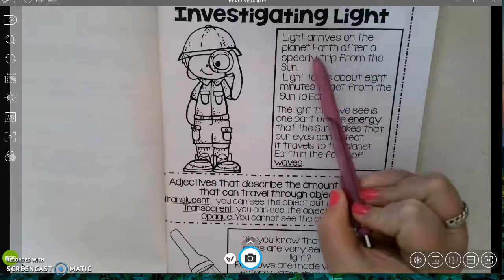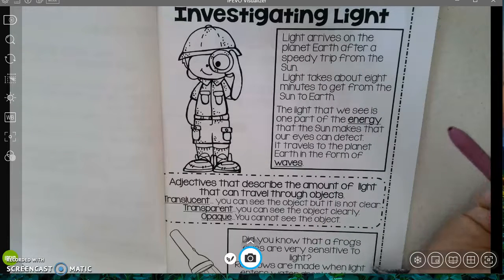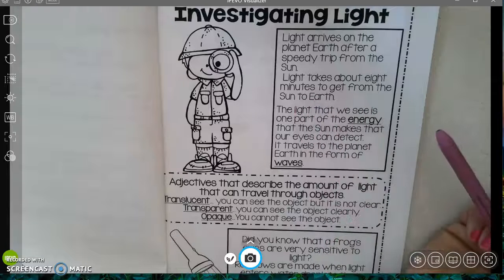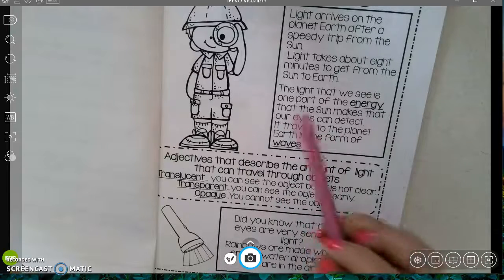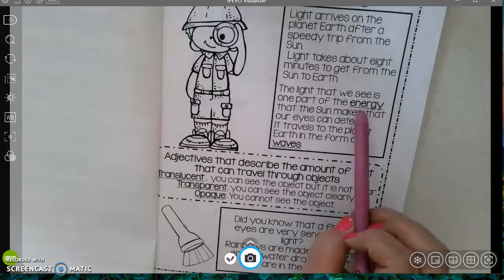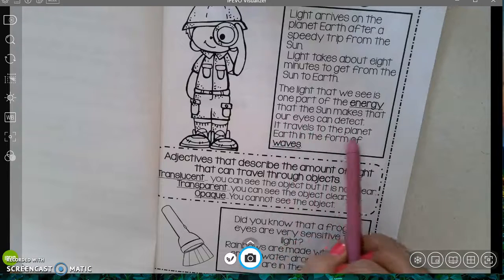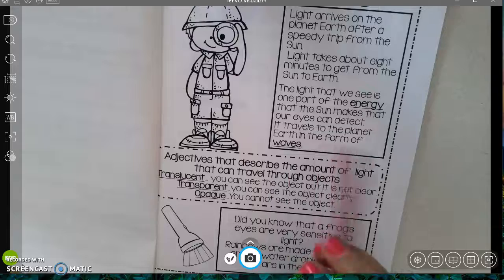Light arrives on the planet Earth after a speedy trip from the sun. So our light all comes from the sun. Light takes about 8 minutes to get from the Earth to the sun. That's way crazy. So the light that we're seeing from the sun really happened 8 minutes ago. It's like the past. The light that we see is one part of the energy that the sun makes that our eyes can detect. It travels to the planet Earth in the form of waves. Kind of like sound, right? Sound travels in waves, so does light.